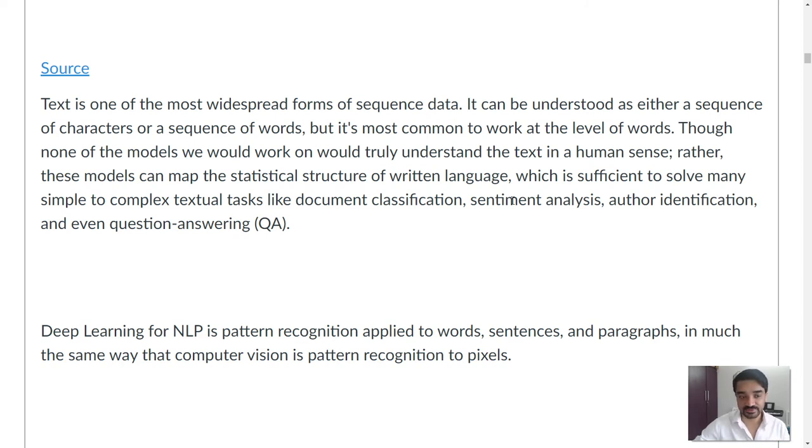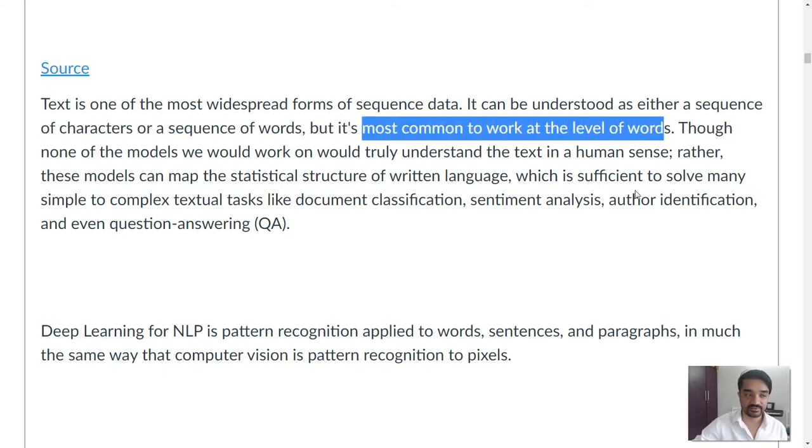It loses the context, because now you have to keep track of a lot of characters as compared to words. So we actually work on the word level. Given a particular word, we predict something else.